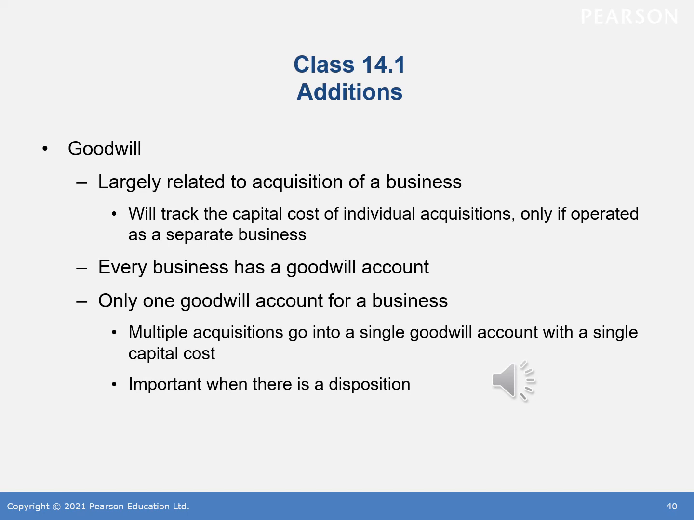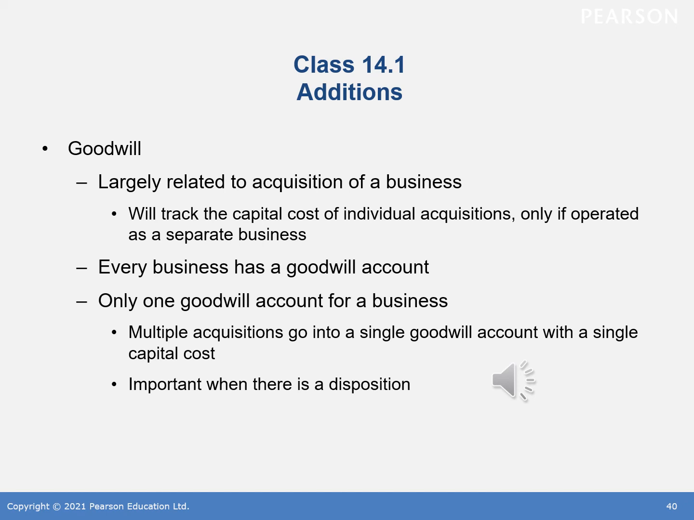Now, specifically for Class 14.1 around goodwill, it's largely related to the acquisition of business and that acquisition cost where it exceeded the value of the net assets of the organization being acquired. You'll track the capital costs of those individual acquisitions. Okay, and it's only if operated as a separate business. So if you buy an arm of business and it has a net asset value less than what you paid for it, it'll create goodwill.